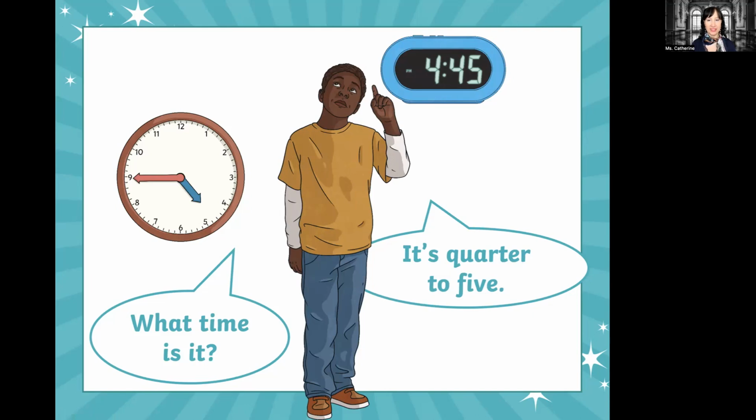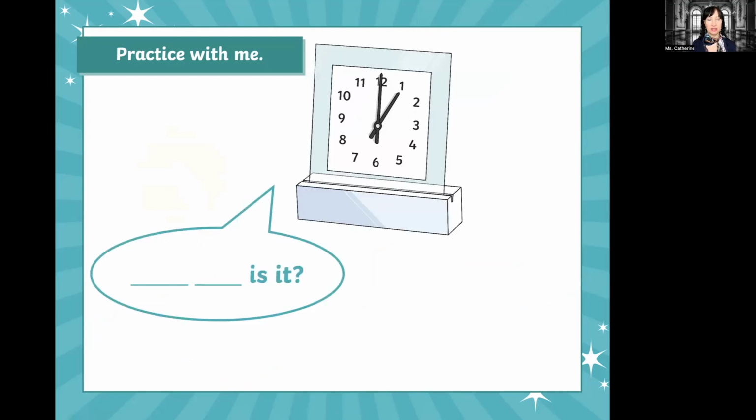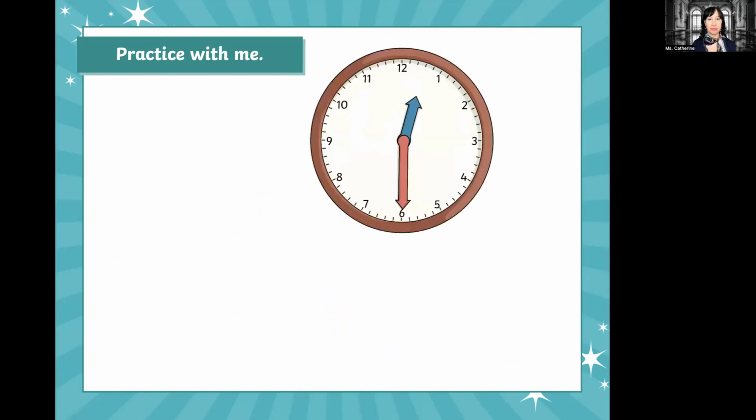I know these are tough. Practice, practice, practice. Practice with me. Okay, question. What kind of clock is this? That's right, analog. What time is it? What time is it? It's 1 o'clock. It's 1 o'clock. Good job.